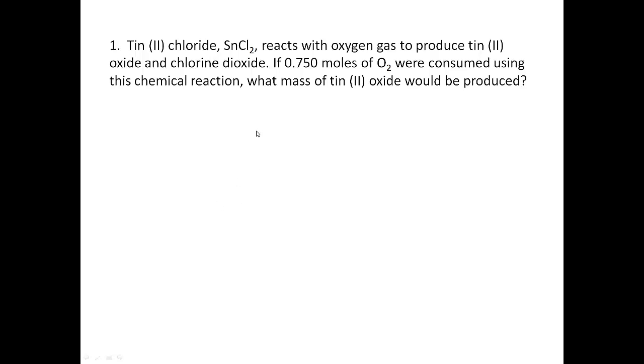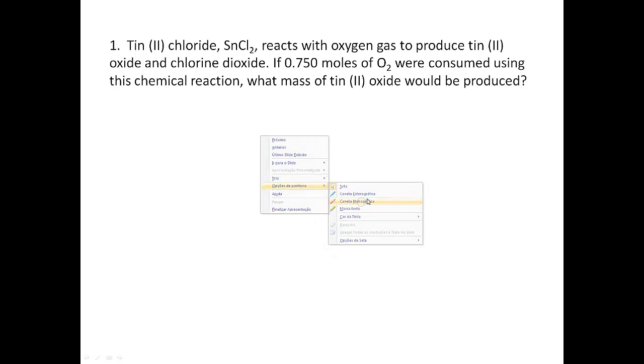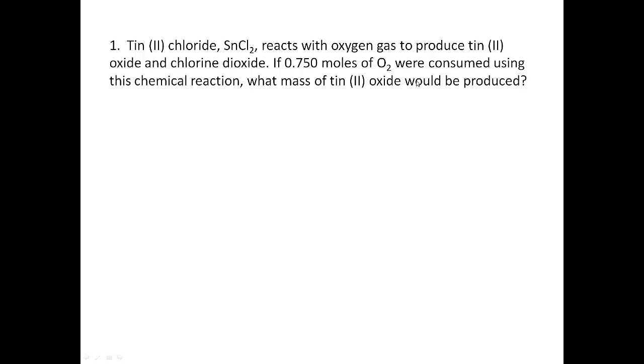Let's go through it. Tin chloride, SnCl2, reacts with oxygen gas to produce tin oxide and chlorine dioxide. Remember, first step, always want the balanced chemical equation. Let's go ahead and do that. SnCl2 reacts with oxygen gas. Remember, oxygen gas is O2, right? Oxygen is one of the diatomics. Produce tin oxide, tin 2 oxide to be specific.